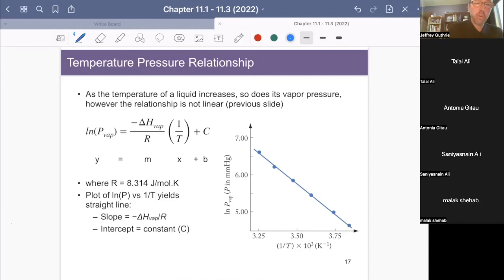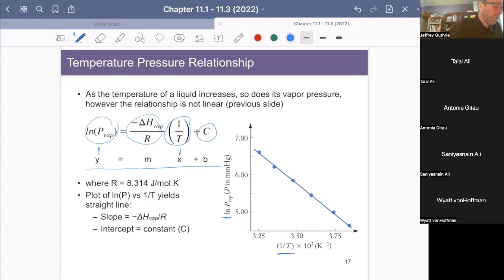Okay, so the nice thing about this particular equation, it looks maybe slightly complicated, but as you will see with this equation and other equations we get into later in the semester, it is in the form of a straight line. It's in the form of y equals mx plus b. So this is y, this is m, so m is your slope, this is x, and c is just a constant that we don't really have to worry about. If we know what y is and what x is, that's what's going to be on our axes. So there's our x, 1 over T, and there's our y, natural log of pressure.